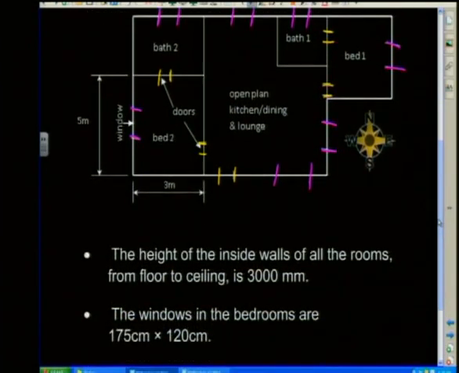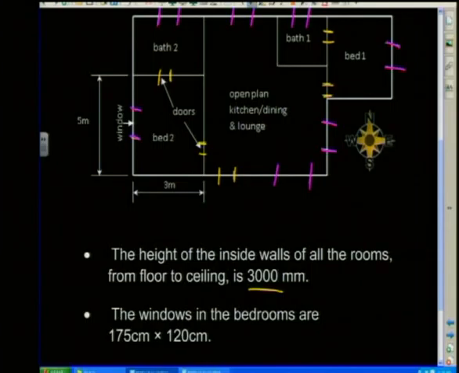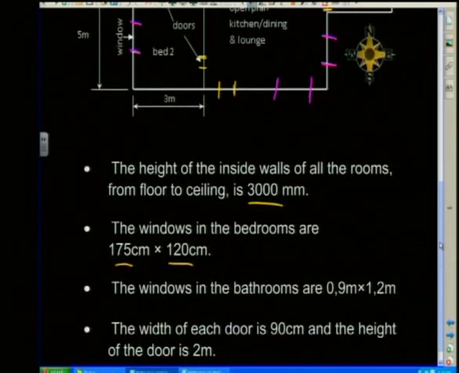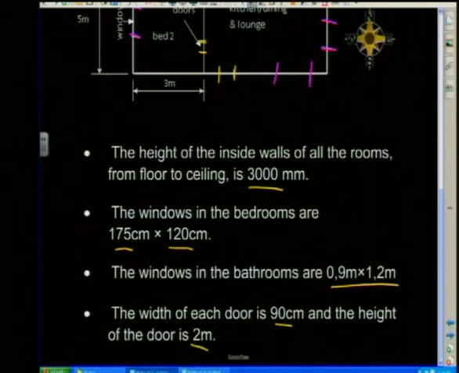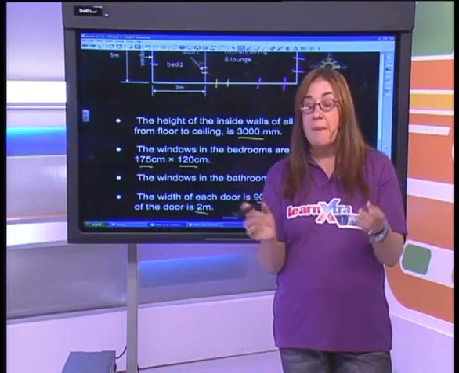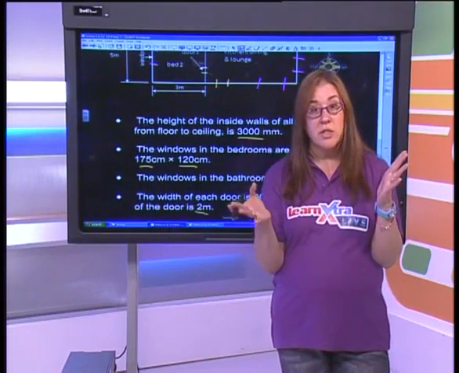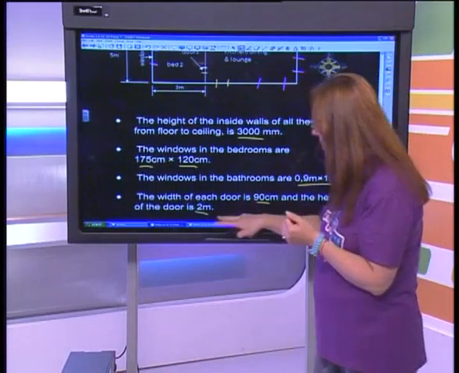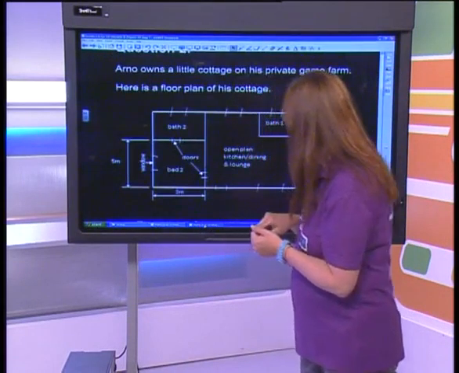It says the height of the inside walls of all the rooms from floor to ceiling is 3,000 millimeters. The windows in the bedroom are 175 centimeters by 120 centimeters. The windows in the bathroom, they also give me those dimensions, and the width of each door is 90 centimeters, and the height of the door is 2 meters. So they've given me a lot of information. I've read through it, but right now I'm not sure what they're going to ask. So let's go back to the questions and see what it is that we need to know.